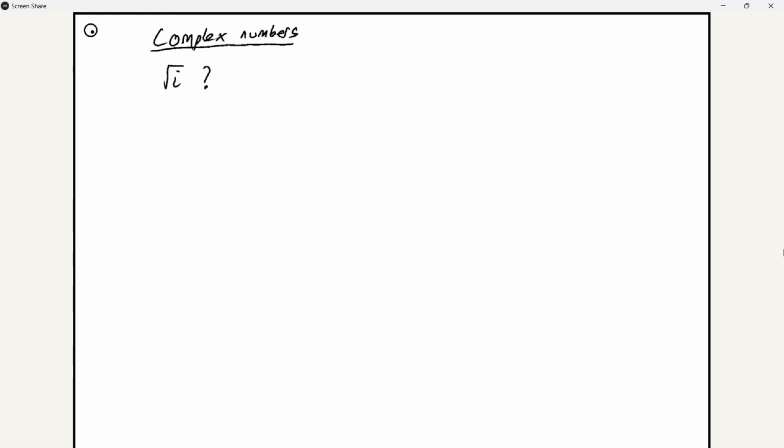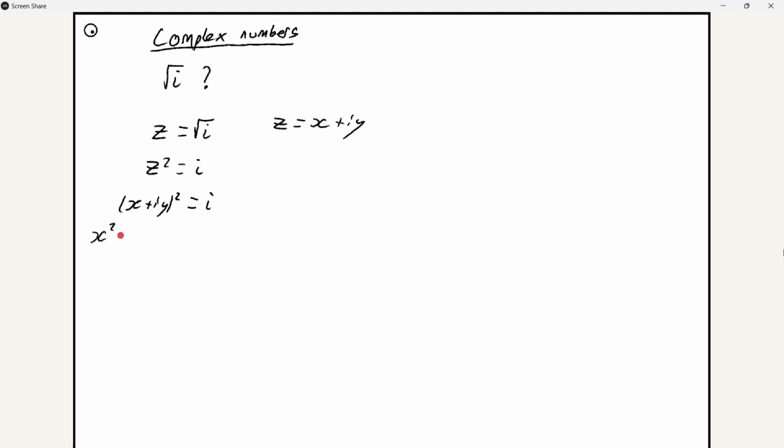Now the final example I'm going to show you is: what is the square root of i? The first step is to set z equal to the square root of i, so then we can square z and get rid of the square root. z in this case is the general form of a complex number, x plus iy. So if we sub x plus iy into z, we get x plus iy squared equal to i.